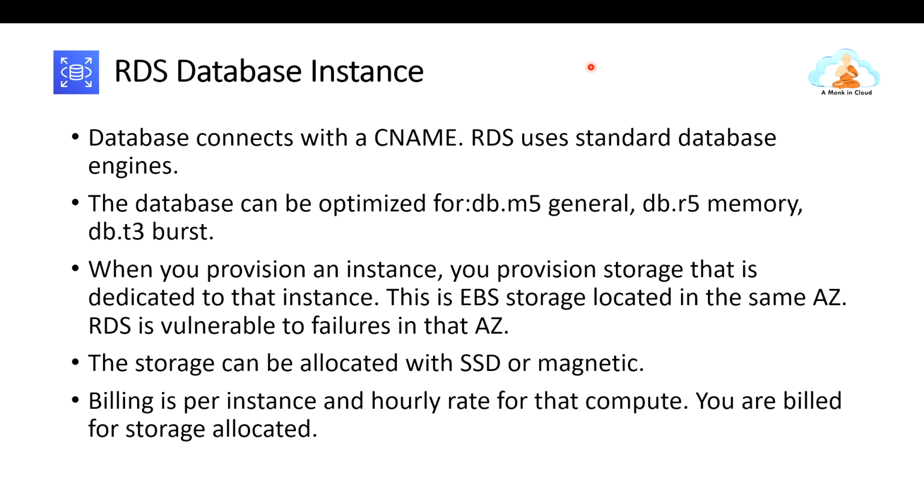Okay, so when you provision an instance, you provision storage that is dedicated to that particular instance, and that storage is EBS storage located in the same availability zone where your RDS is located, right? So RDS is vulnerable to failures in that particular availability zone. For example, if the EBS volume fails or is not working as expected, then RDS will also fail to operate, right? The storage that you select, the EBS volume, can be SSD or magnetic. Depending on your use case, you can go ahead and select it.